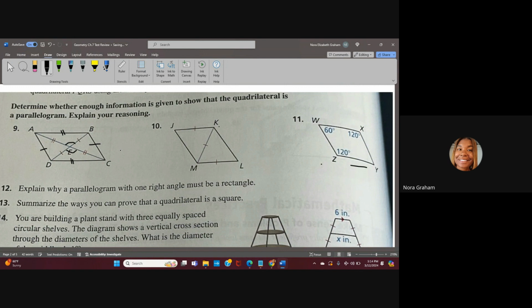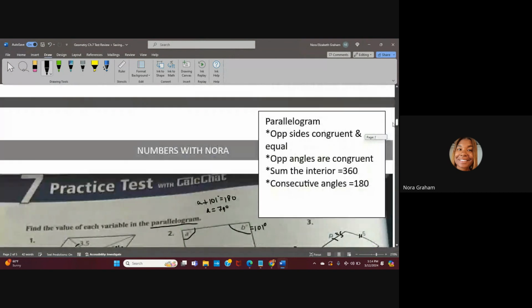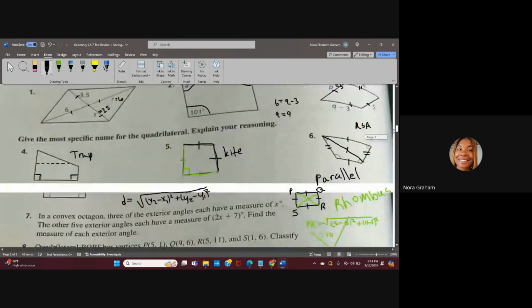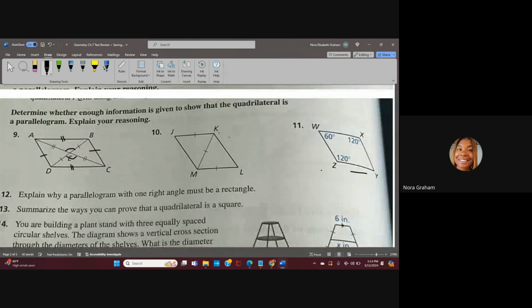So I could say that this quadrilateral is a parallelogram. And remember, a parallelogram has to have those four conditions that I stated in the beginning of this video. The opposite sides are congruent. Opposite angles are congruent. The sum of the interior angles is 360 and consecutive angles are 180 degrees. So I could say this quadrilateral is a parallelogram because my opposite sides are congruent.